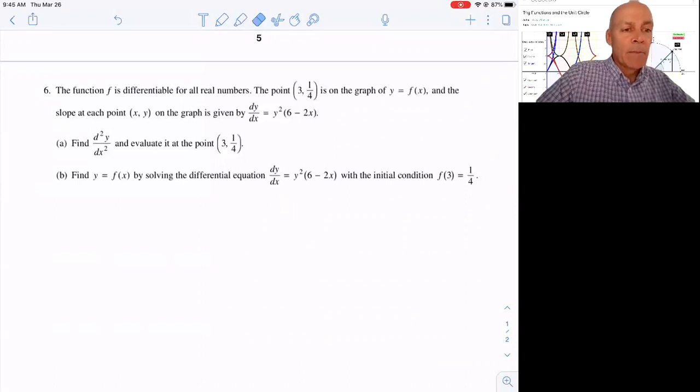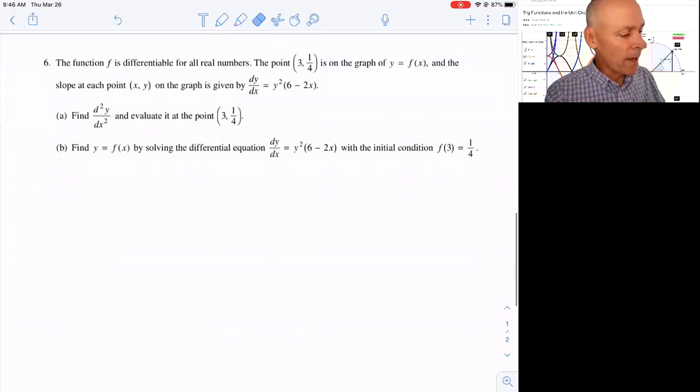All right. We just have to do two things. Part A, we're asked to find the second derivative of y with respect to x and then evaluate it at the point (3, 1/4). And then part B, find y equals f of x by solving the differential equation dy/dx equals y squared times the quantity 6 minus 2x with the initial condition f of 3 equals 1/4. So part B, they're just asking us to find a particular solution for that differential equation. All right, let's dive in with part A.